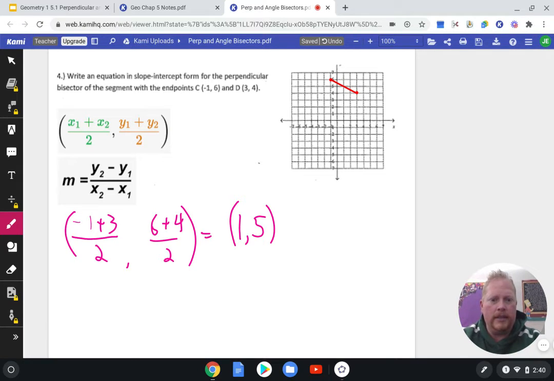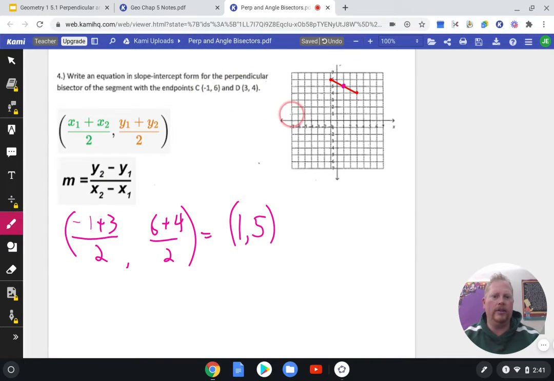So let's see if this makes sense. Go over 1, up 5. Sure enough, right in the middle. So now I've got a point that's on the perpendicular bisector. Now I need to know the slope. Well, I can use this formula right here and find the slope. I can do 4 minus 6 over 3 minus -1.